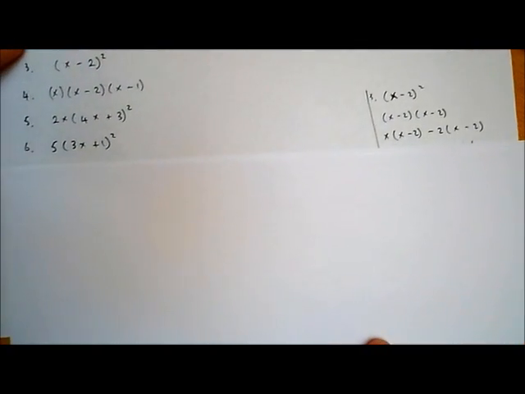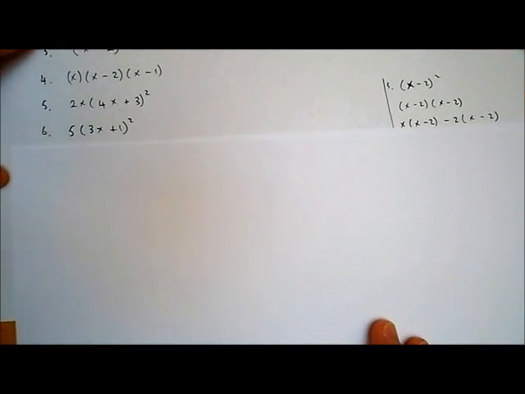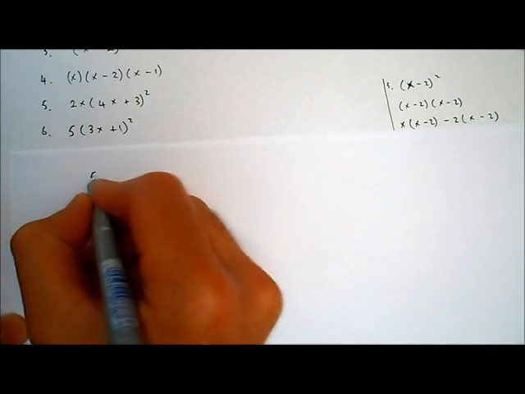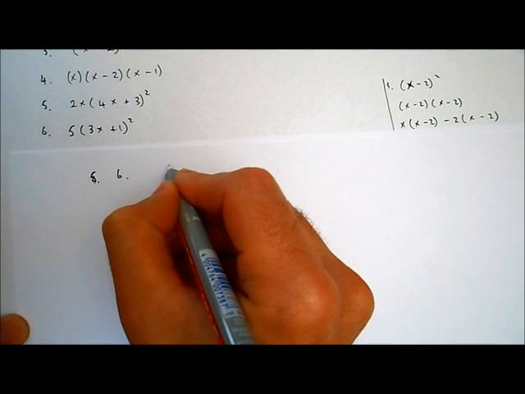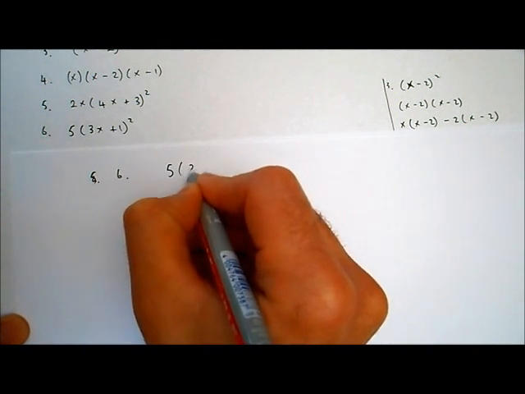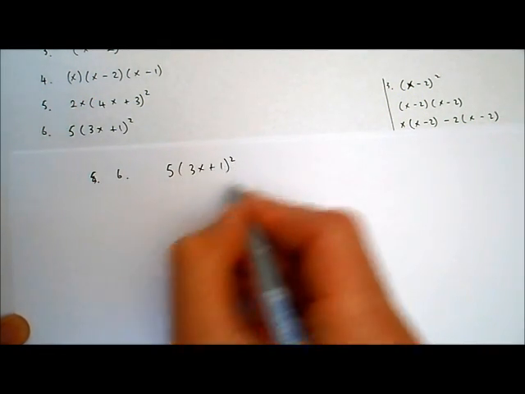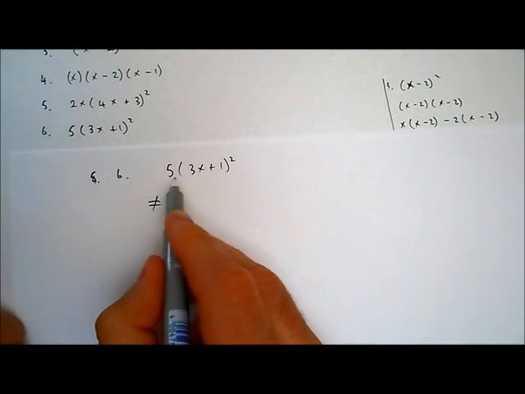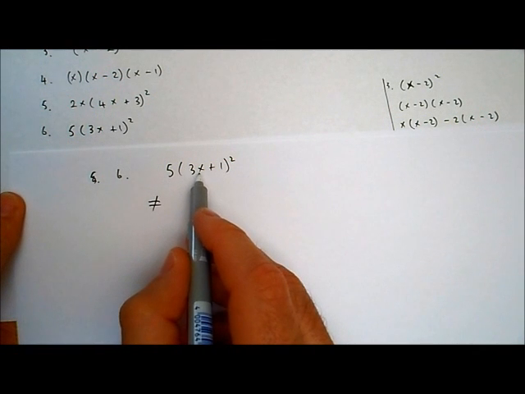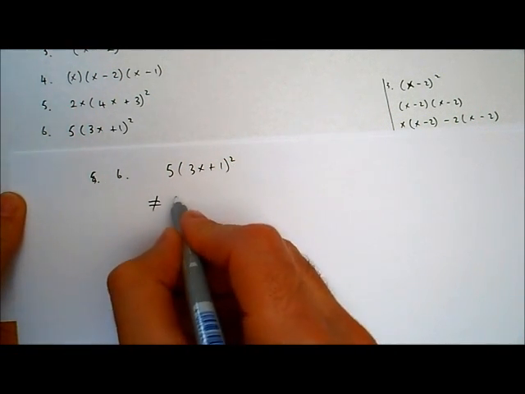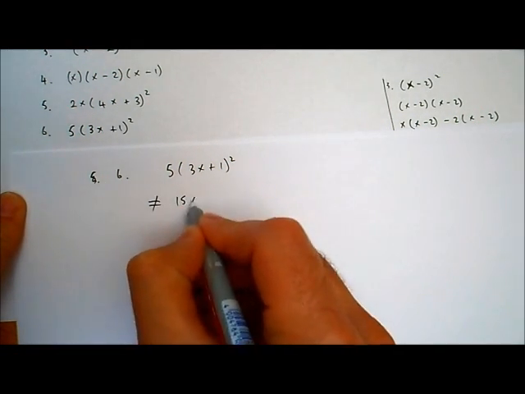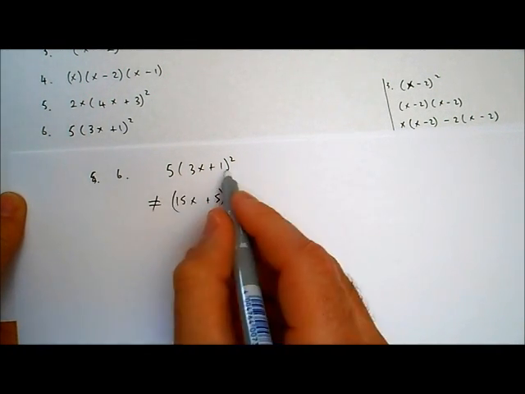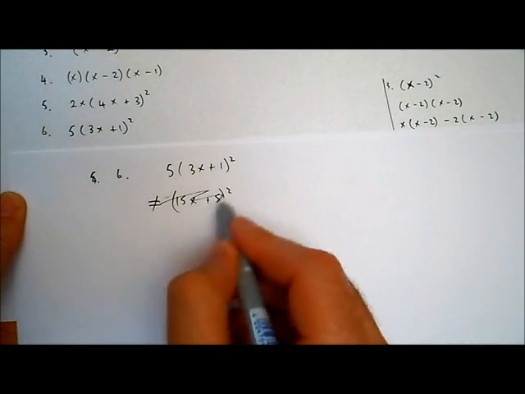The next one, it's quite similar to the last one, so it's one that people make mistakes on again. It's number 6. We've got 5 multiplied by 3x plus 1 squared. So this is not equal to, and this is the mistake that people make, sometimes people multiply 5 by 3x plus 1 and then square it. So 5 by 3x is 15x plus 5, all to be squared. This is not equal to that. That's a mistake that people often make.